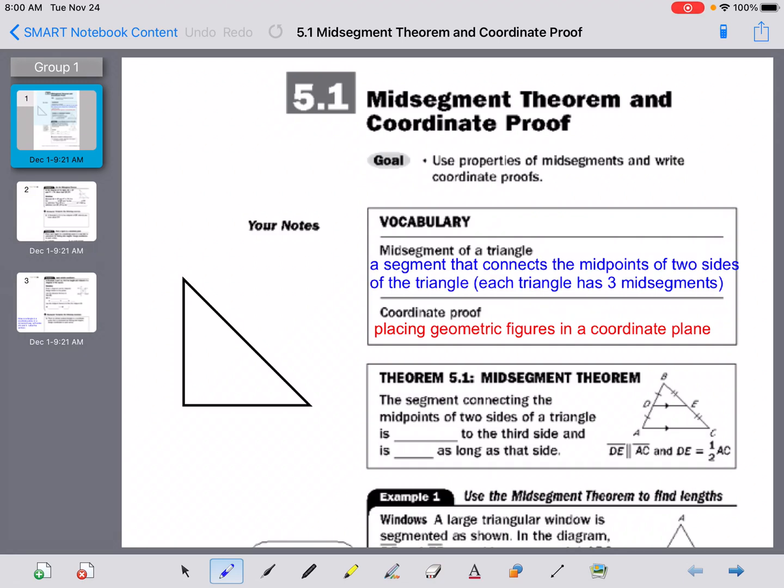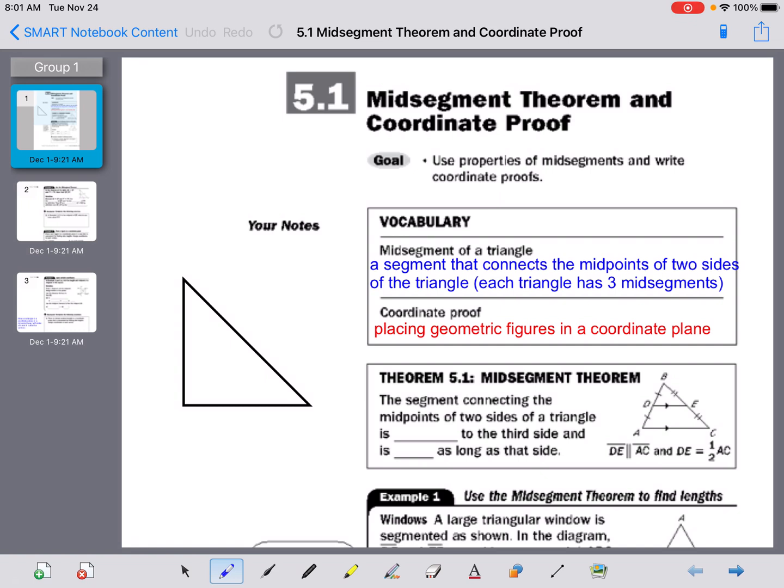All right, geometry, we're starting chapter 5, and believe it or not, chapter 5 is about triangles. All right, we're not done with triangles. We're going to see them for a few more chapters after this, but what we do in chapter 5, probably the best way to describe it is properties of lines within triangles and properties that all triangles have.